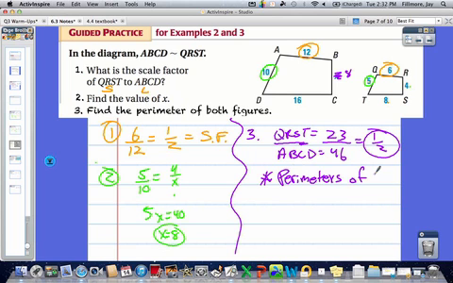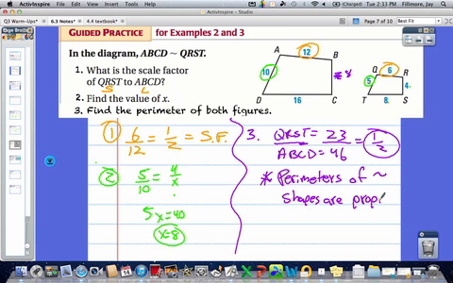Yes, it does, because not only are our sides proportional, but also the perimeters are proportional. The perimeters of similar shapes are proportional. That's true for any pair of similar shapes. Triangle, quadrilateral, anything. Perimeters of similar shapes are always proportional.